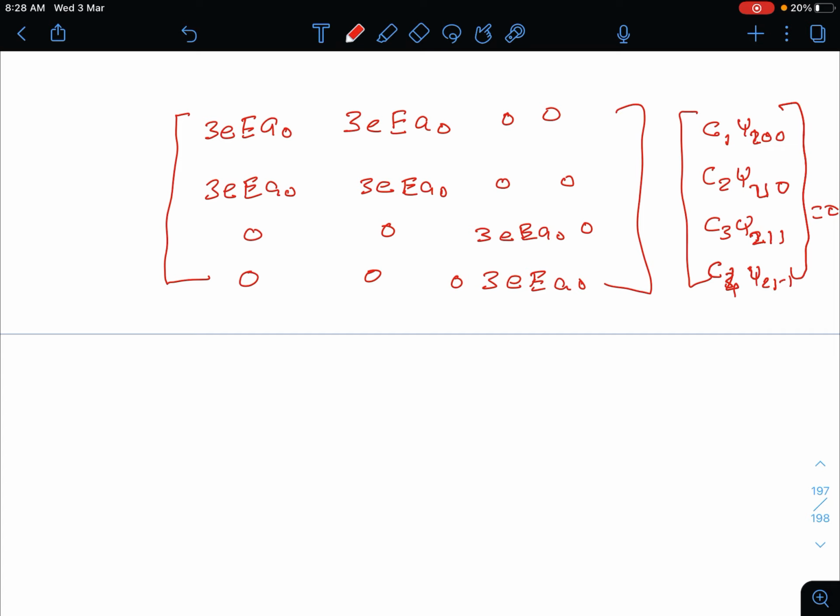Alright, this can be written as combinations. So what I am going to write here is 3 E E a0 C1 psi 200 plus 3 E E a0 C2 psi 210 is equal to 0.